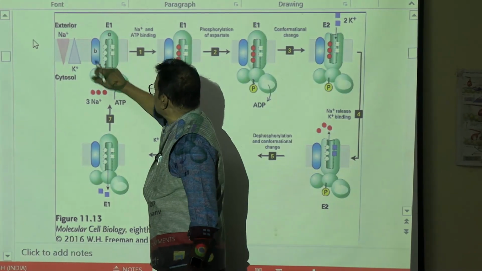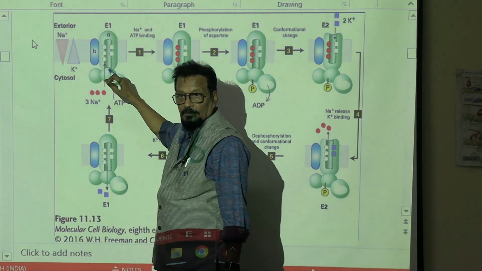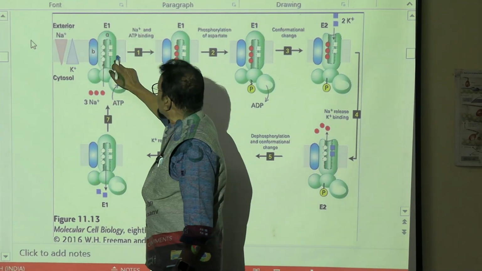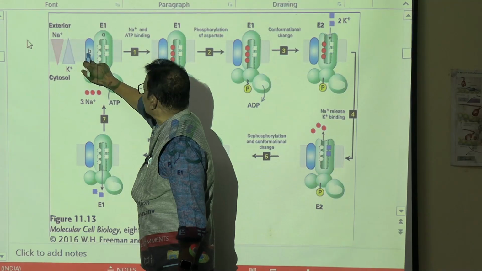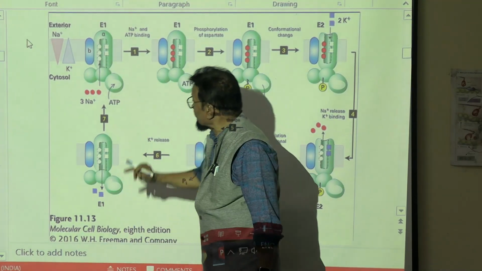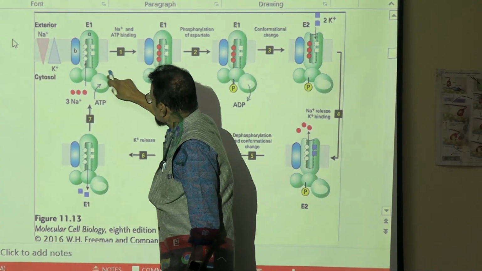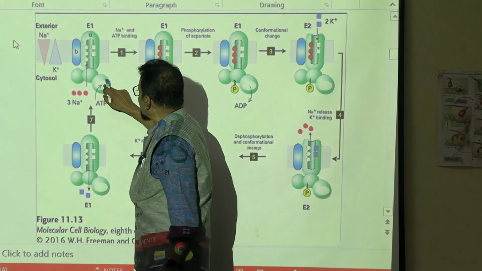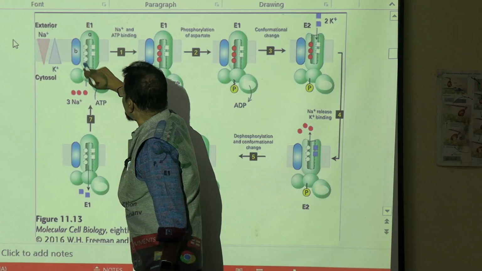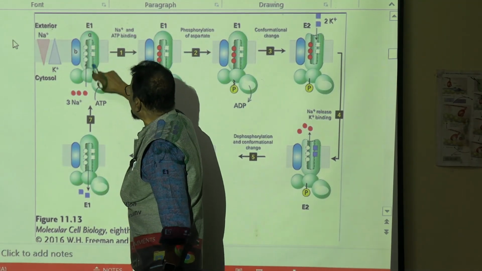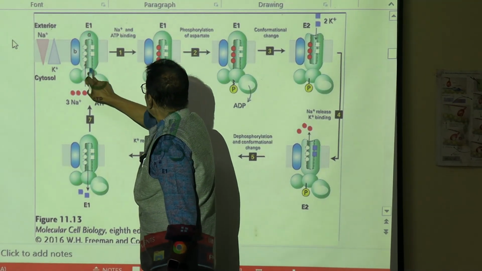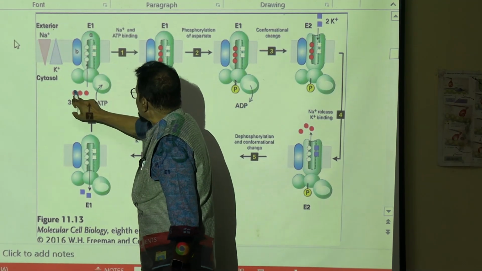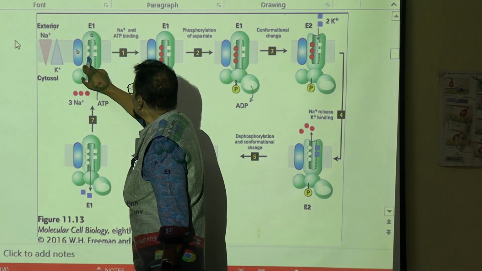ATP, this is the sodium-potassium ATPase protein. They have several peptides. This is the beta unit, this is the alpha unit. The unit has one binding site for ATP. When it binds with ATP, immediately there is a conformational change in this molecule. Here is a gate, it will open. Because of the opening of this, 3 Na will enter here and sit there.